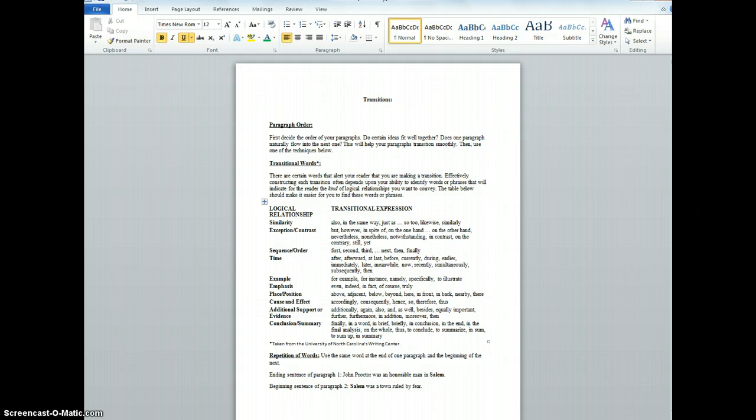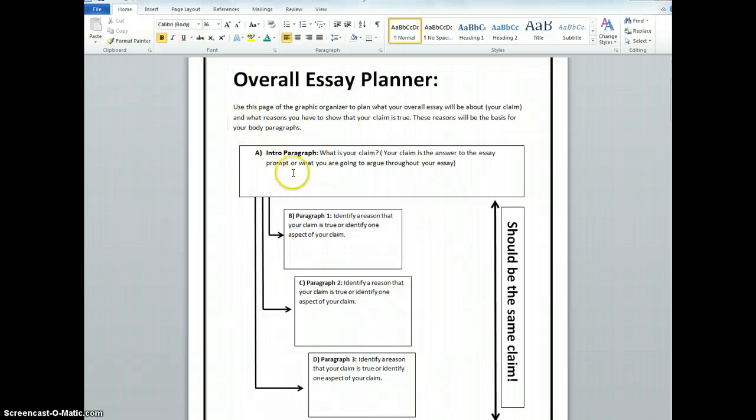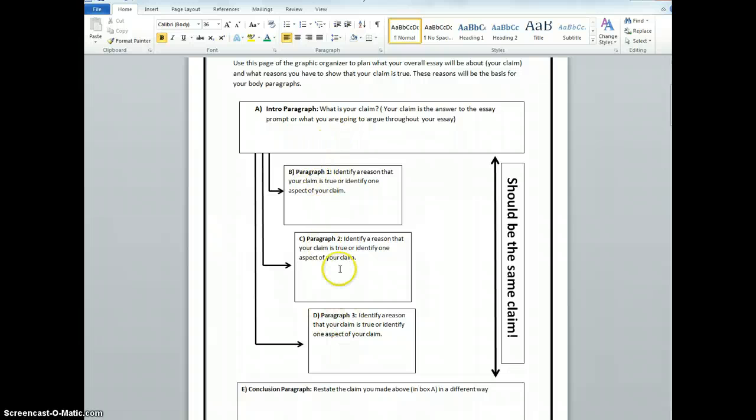So the first thing you're going to want to decide as you're setting up your essay and copying and pasting it into your Google Doc is what order you're going to have your paragraphs in. Are there certain ideas that fit well together? Will one paragraph flow naturally into the next? So you have three different paragraphs here. You might have written them down as they came to you, but it might be that what you've written down in paragraph 1 really makes the most sense to be in paragraph 3. So think through your paragraphs, think what order you want them in.